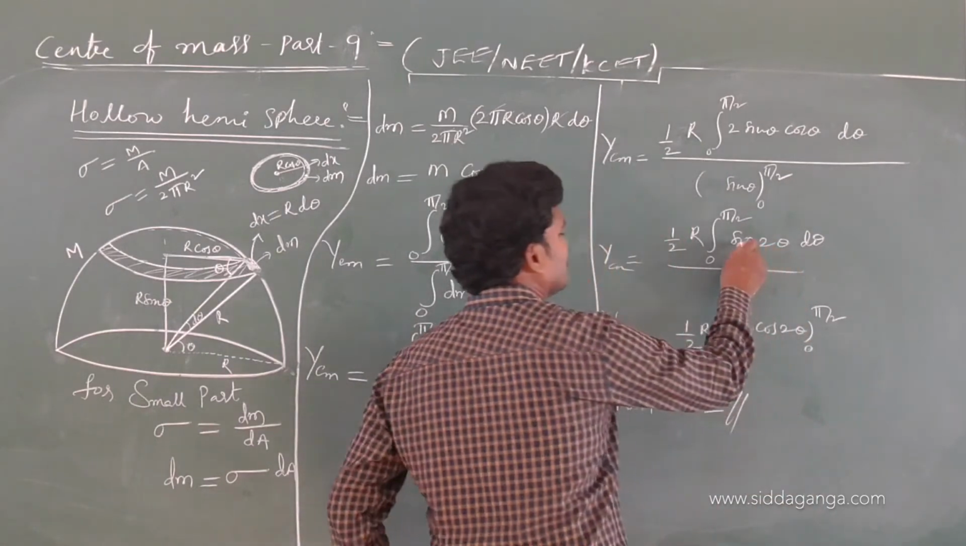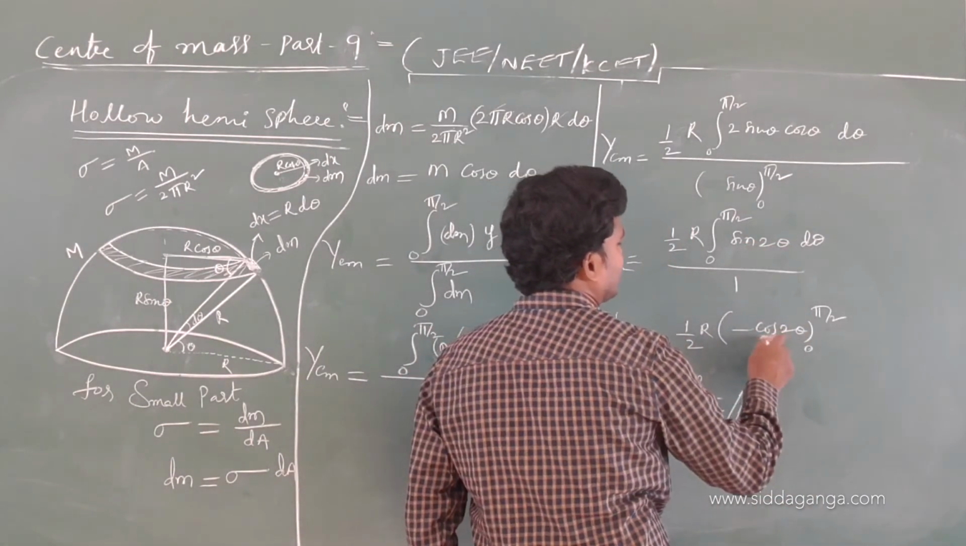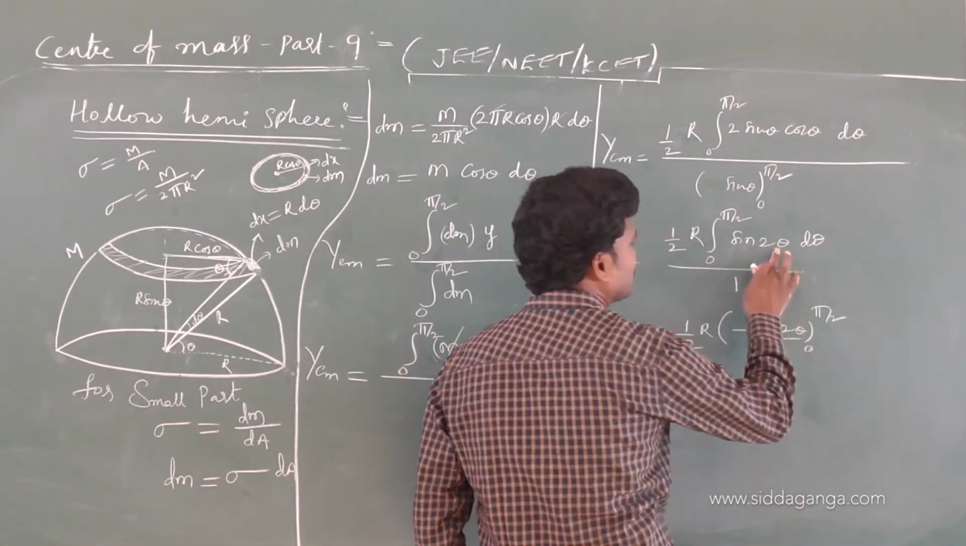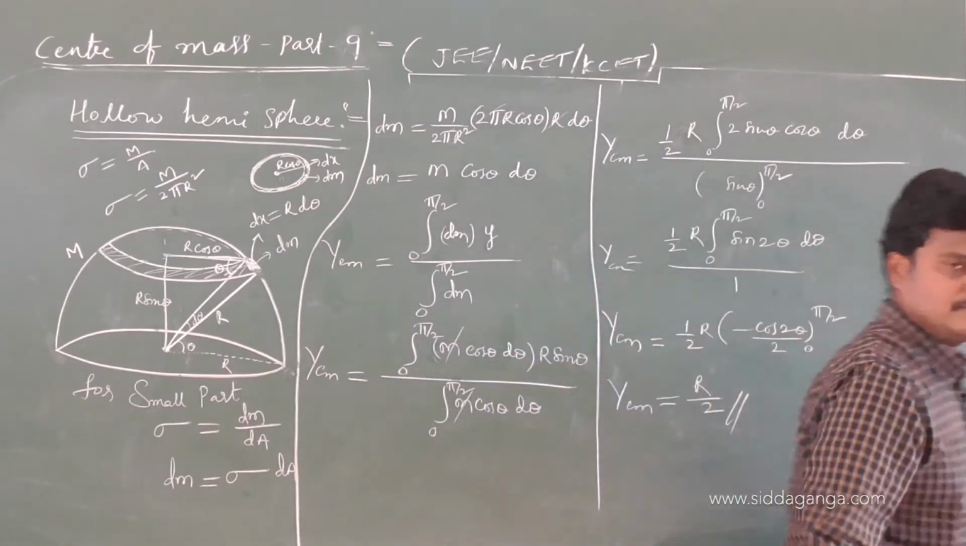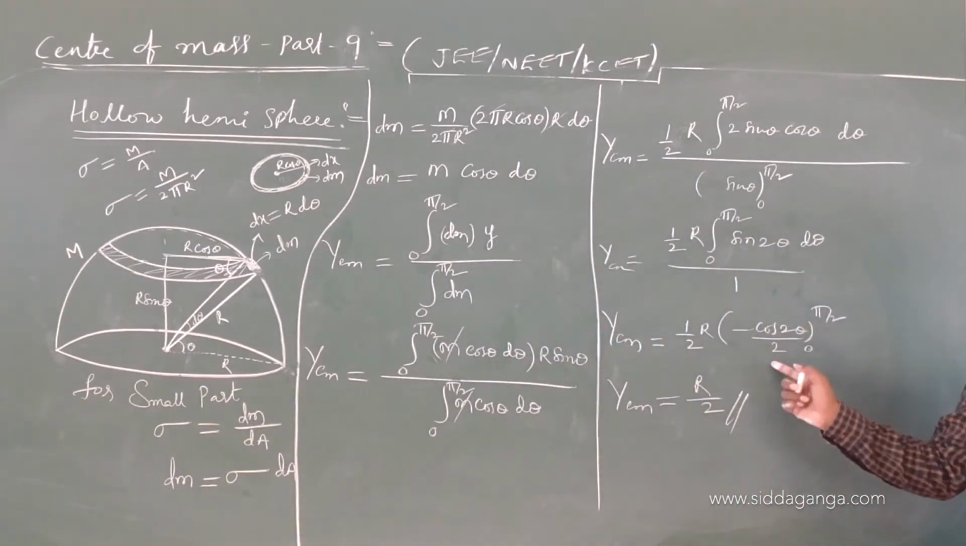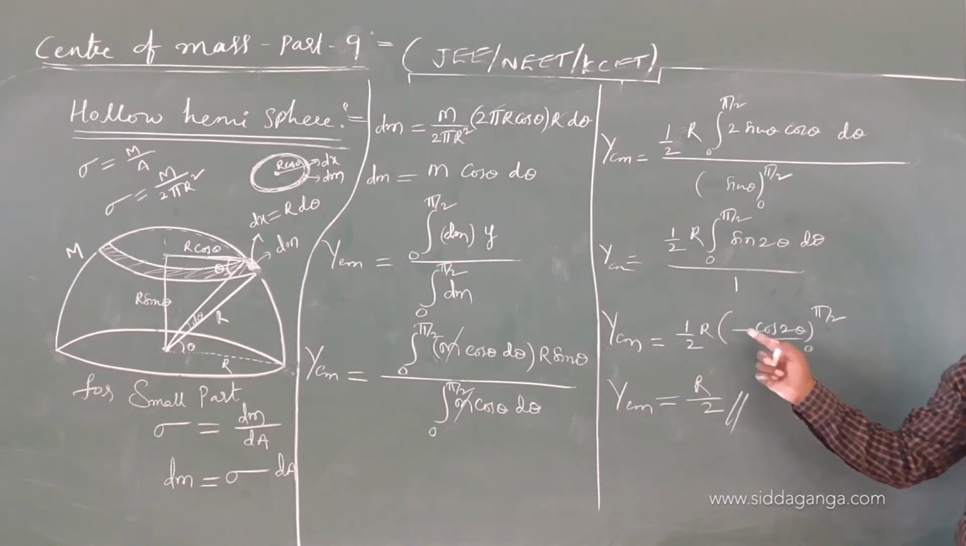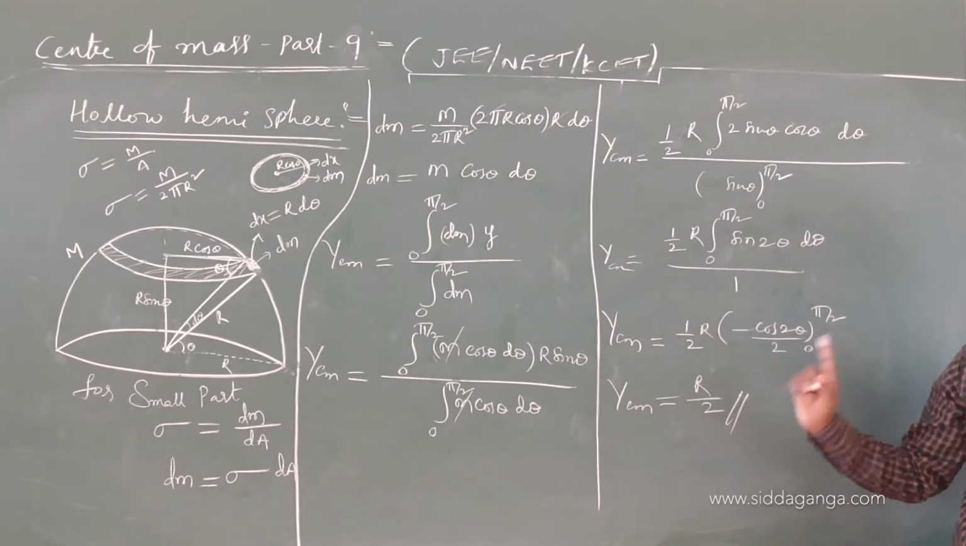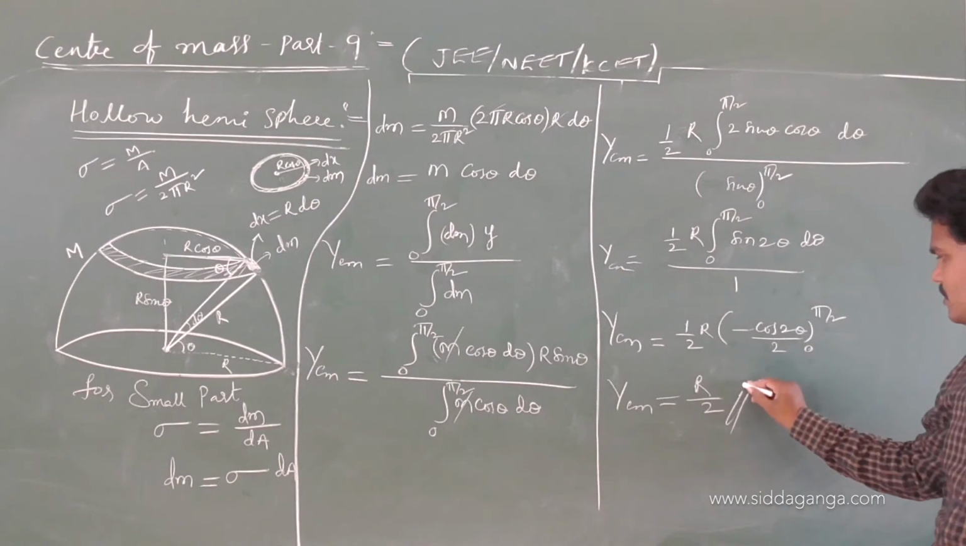The integral of sin 2 theta is cos 2 theta, and this by 2 will come because the differentiation of 2 theta is 2. So you will get 1. This is 1 plus 1 by 1. So 2 cancels, minus 1. So minus into minus is plus 1. Okay, r by 2. So check this value. It is r by 2.